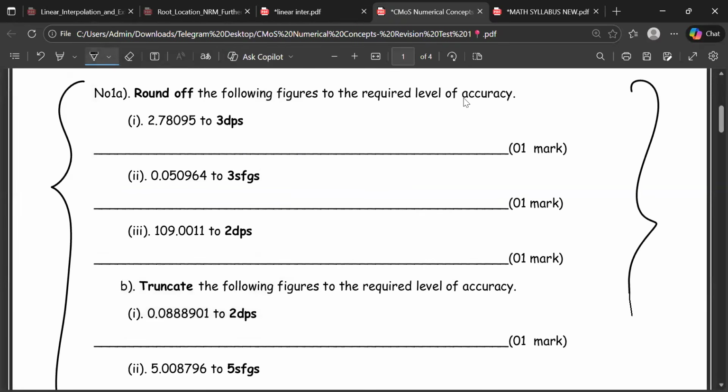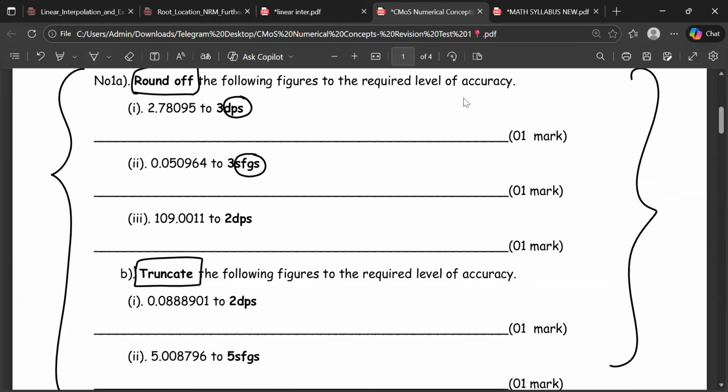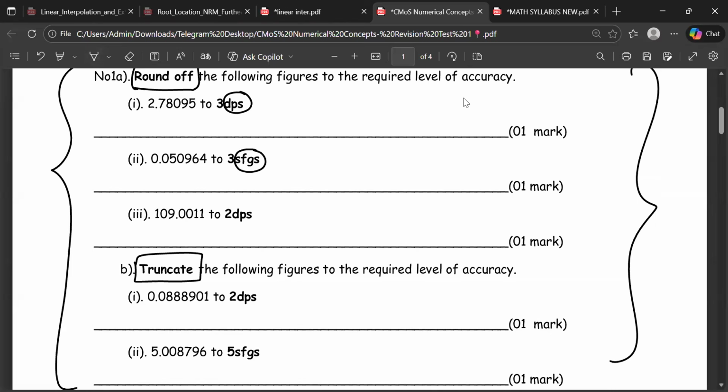I want to see if you know how to round off and whether you know how to truncate. You write the answers, and whether you know what significant figures and DPs are. Just get those 5 marks. You round off to the required DPs, required significant figures, or the required levels of accuracy. Someone raise your hand and we go. Don't stop at rounding off. Make sure you can also truncate.